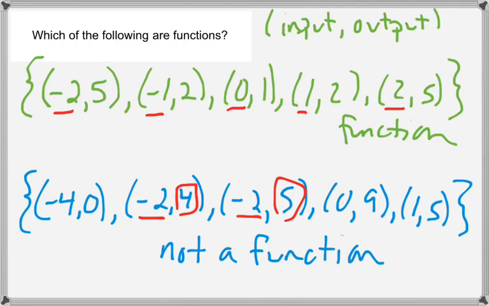Now, if we're thinking of our relation as a set of points, we can graph it in the coordinate plane. So let's graph each of these relations here, and we'll see if we can determine what's going to happen graphically for a function versus a relation that's not a function.